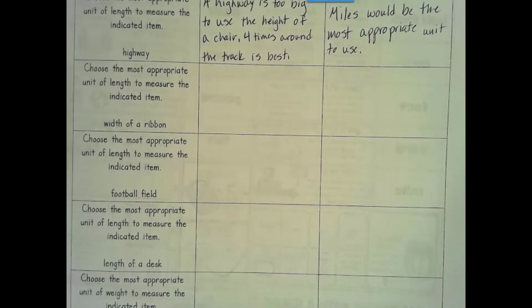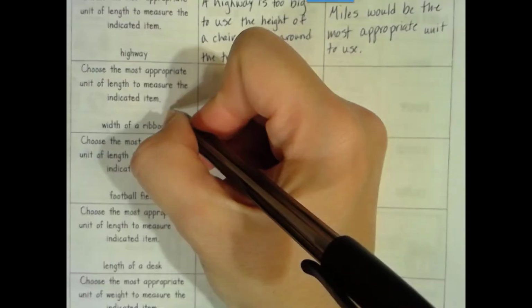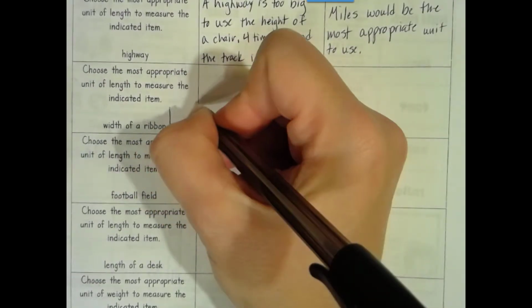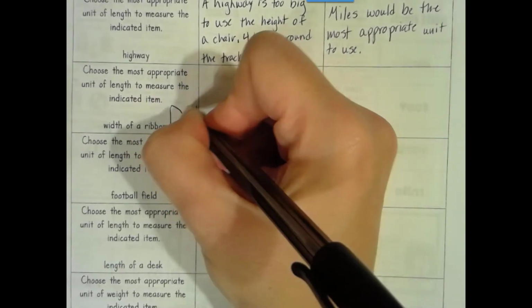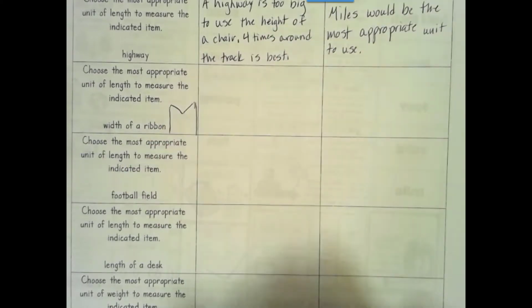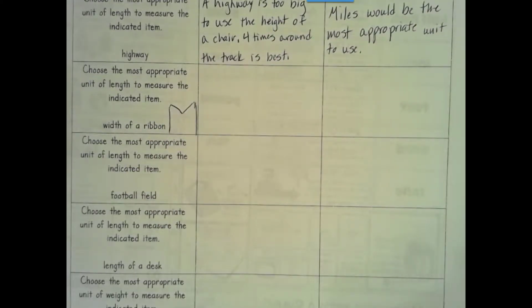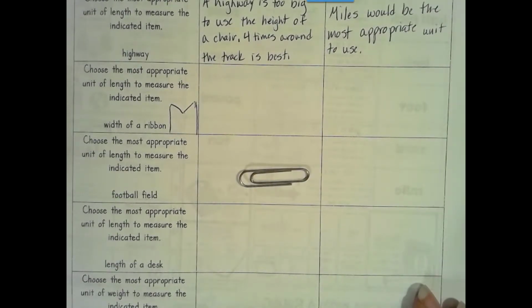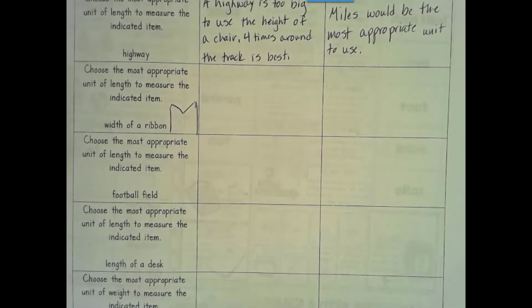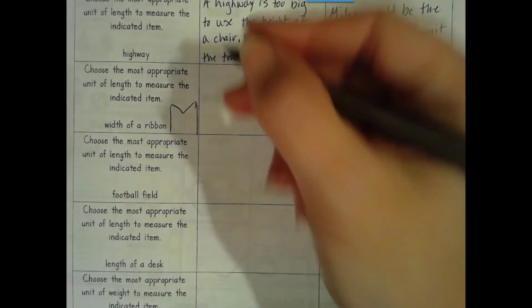Okay, width of a ribbon. So a ribbon is probably about, usually something like this you'd have as a ribbon. Somewhere around there. So that would be definitely more likely to be using this. Anything bigger than that would be much too big. Definitely not an egg carton, which is about a foot.